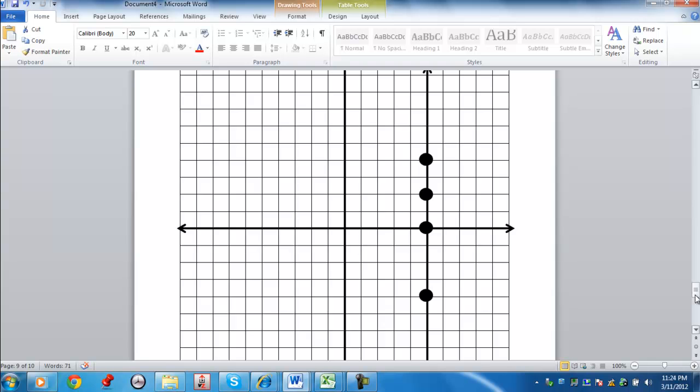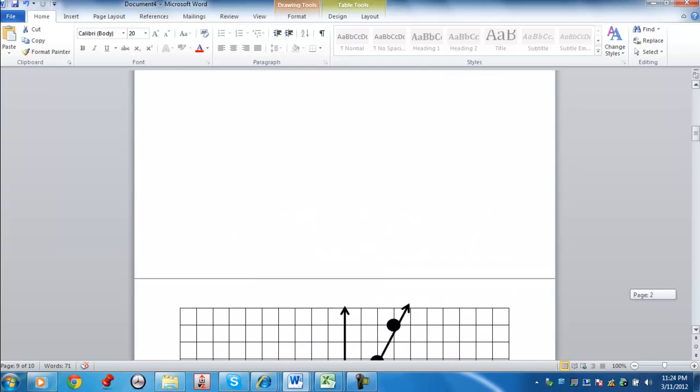So this is an overview of the 4 types of slopes that you can run into. It's going to be positive, negative, 0, or undefined. I hope this helps.